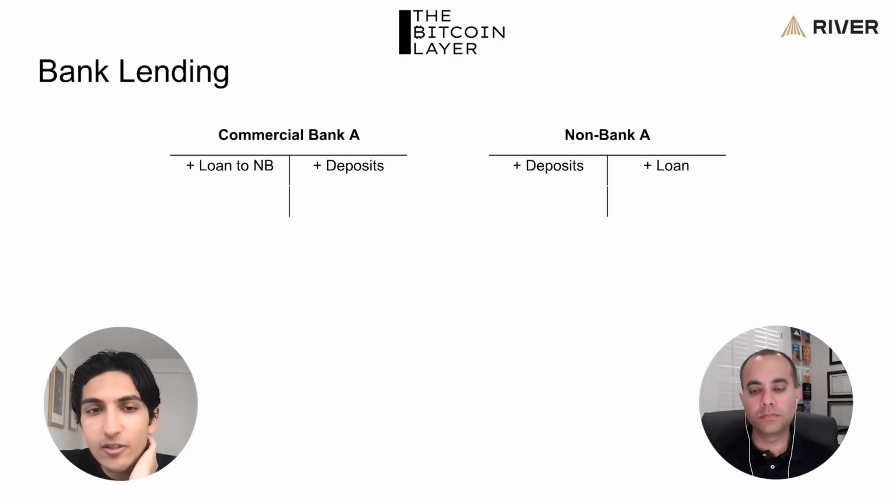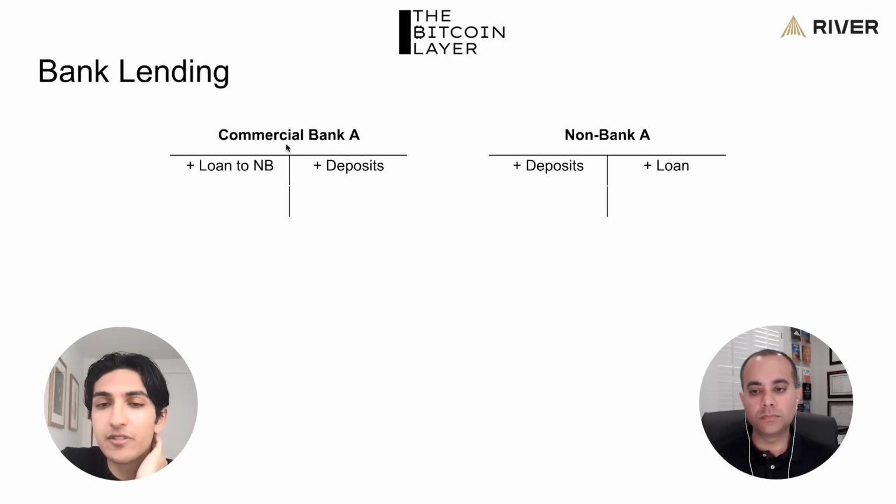I think the first thing that we'll start with is bank lending. So this is, I think, the most classic form of money creation, which is essentially a bank hands out a loan by crediting a depositor with a deposit account. So that's what this looks like: you have a commercial bank A and a non-bank, like a household, that banks at that bank.